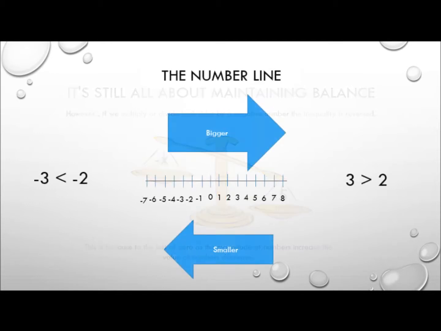This is because as we go left along the number line, the numbers get smaller. For example, negative 3 is less than negative 2. And as we go right along the number line, the numbers get bigger. For example, 3 is bigger than 2.